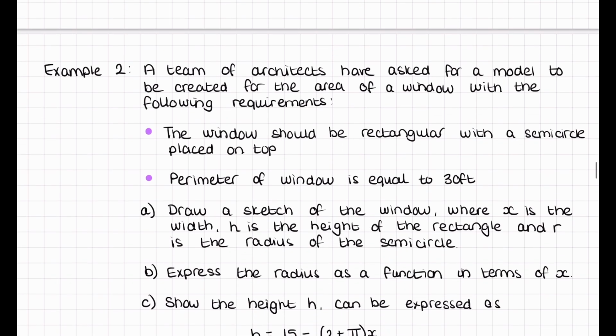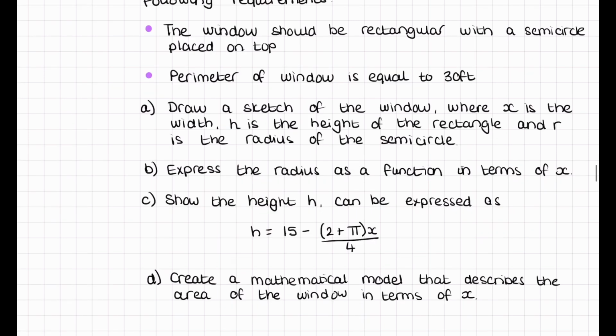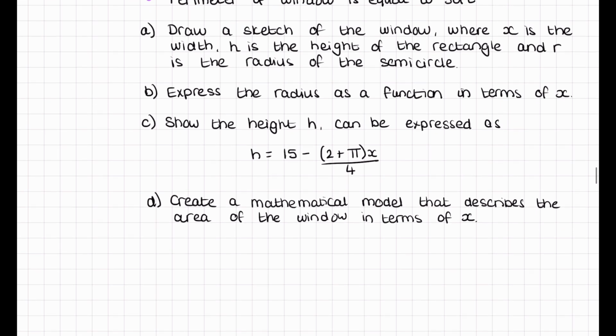Next example, a team of architects have asked for a model to be created for the area of a window with the following requirements. The window should be rectangular with a semicircle placed on top. The perimeter of the window is equal to 30 feet. Part A, draw a sketch of the window where x is the width, h is the height of the rectangle, and r is the radius of the semicircle.